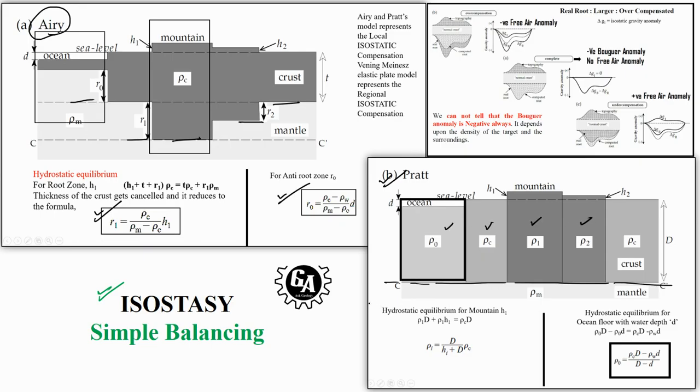So hydrostatic equilibrium for mountain, you can calculate, this is the root zone and this is the anti-root zone. Hydrostatic equilibrium for ocean floor. Root zone is related to your continents, and anti-root zones are associated with your oceans. This isostatic balance means they are considering the continental crust or the oceanic crust.